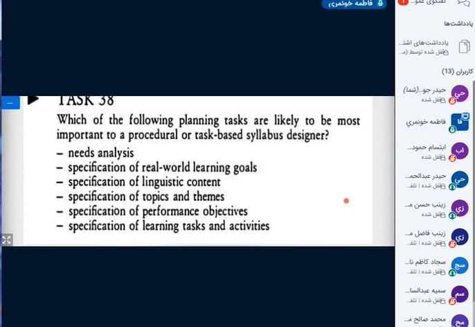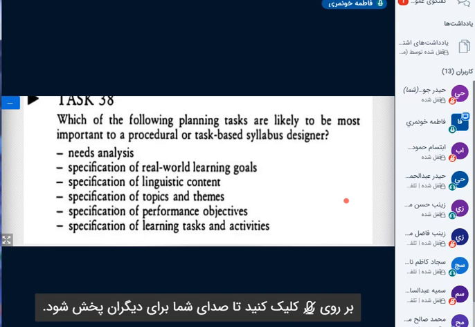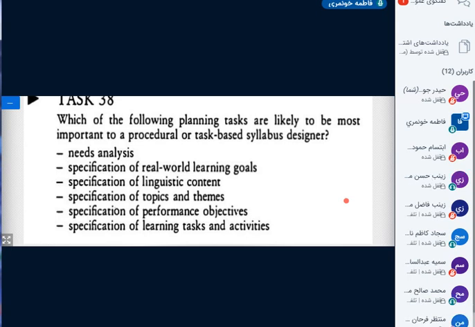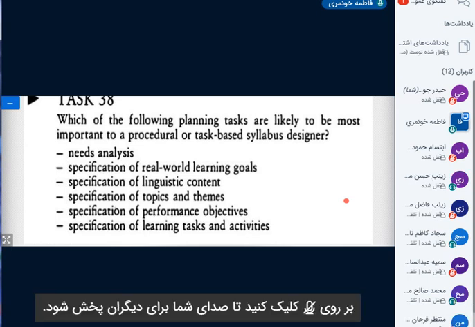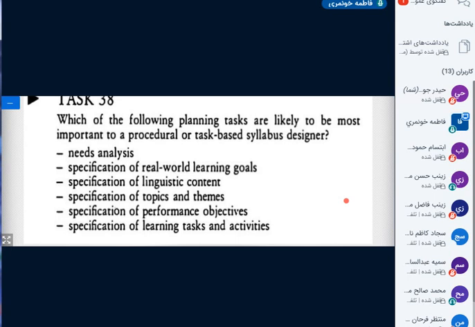And finally, you need to specify some learning tasks and activities for the students to engage in to learn the language. So these are the most important planning tasks that the syllabus designer requires to specify when they want to design a task-based or procedural syllabus. Why do specification of linguistic content and specification of topics and themes not seem to be relevant here? Do you know why?